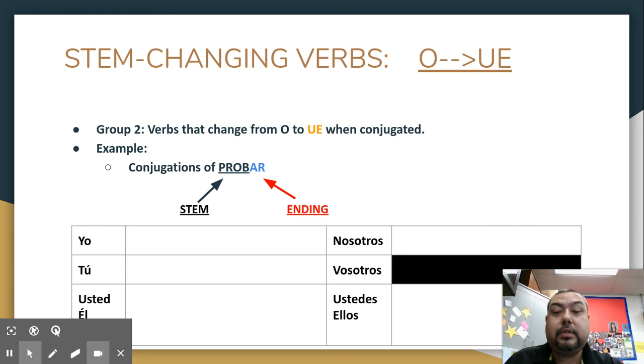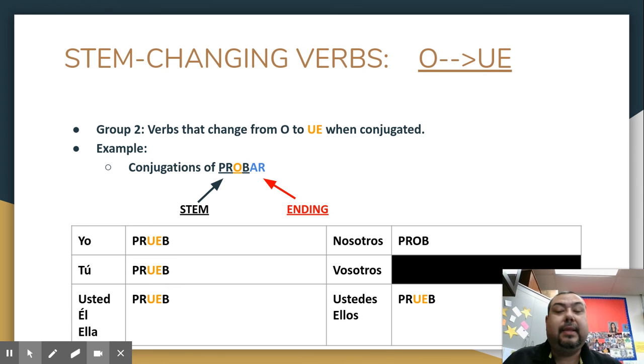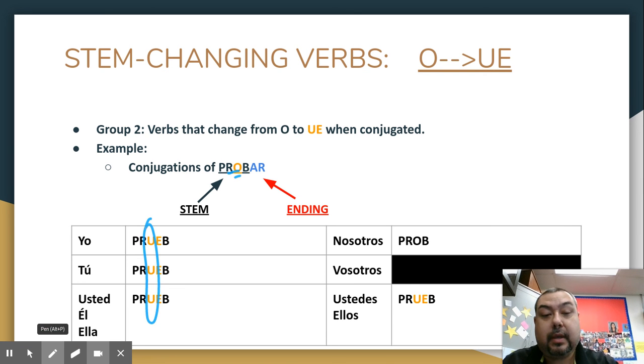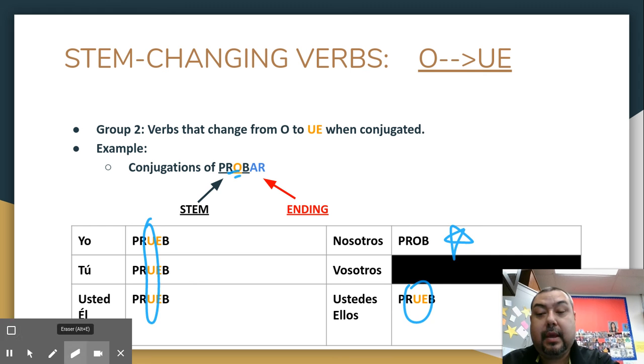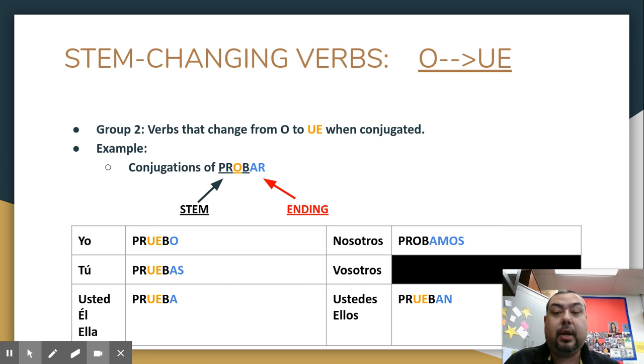So once again, we're going to start by looking at all those pronouns. When we add the stem, you can see the change it has from O to UE in most conjugations, except the nosotros one. Nosotros stays exactly the same, doesn't change. And once we have that, all we need to do is add the endings that go with AR verbs. Yo pruebo, tú pruebas, él prueba, nosotros probamos, ustedes prueban. And that is group number 2.